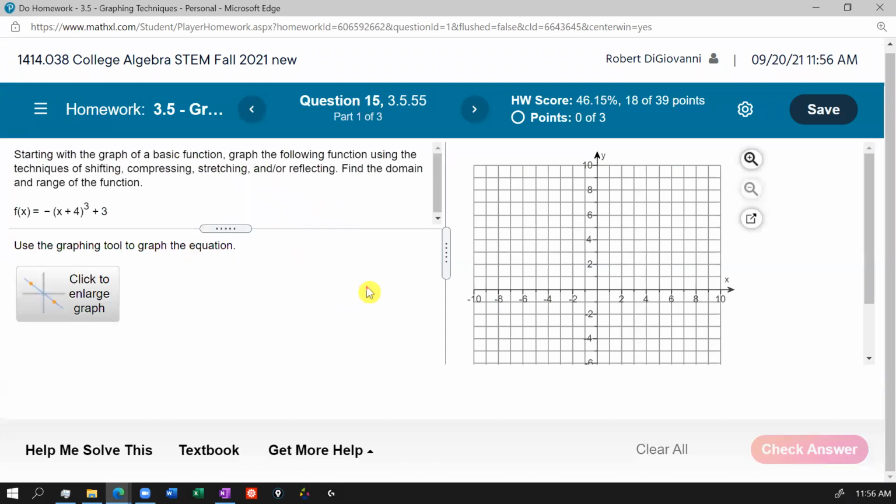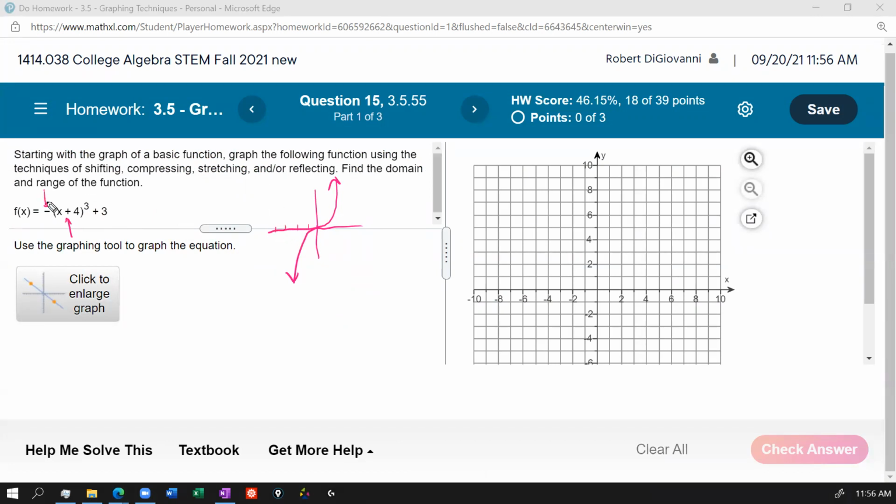Another one of these. Okay, so for this, it's the cubic function. So x cubed looks like this. Here's the x and y axis. So it looks kind of like this. Okay, that's what x cubed looks like. We're going to move to the left 4, 1, 2, 3, 4, okay.